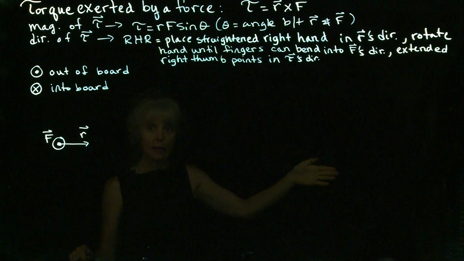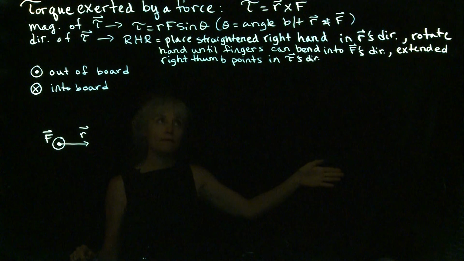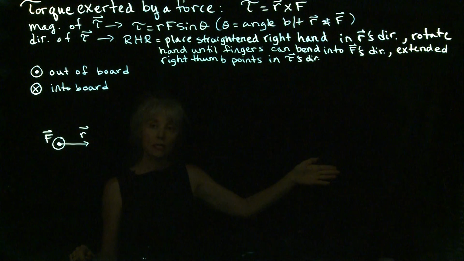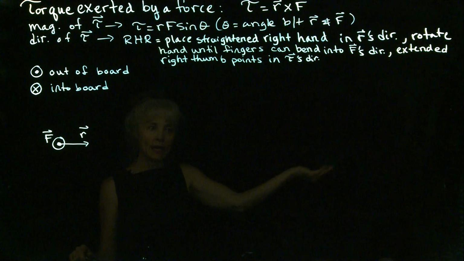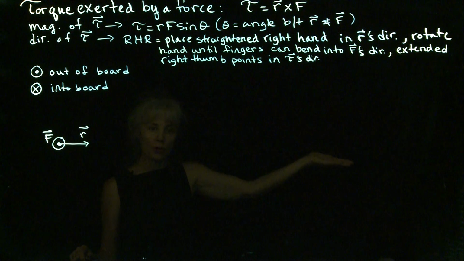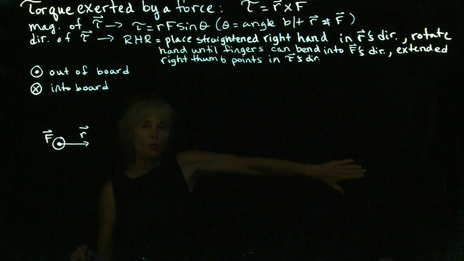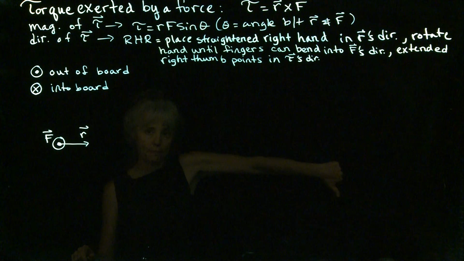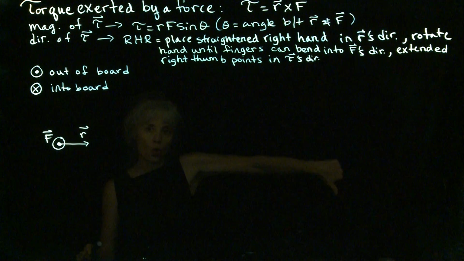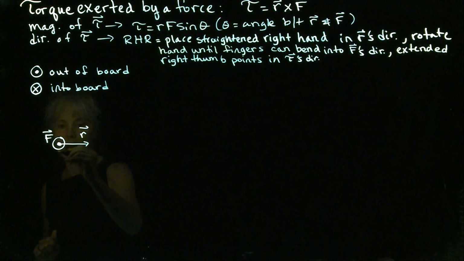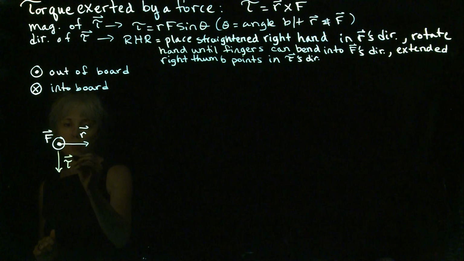Now I want to rotate my hand until my fingers can flip into the direction of the second vector, F. Notice that my fingers can't bend in F's direction with my palm facing the board. They also can't point in F's direction when my palm is facing down, or when my palm is facing upward. They can only point in F's direction when my palm is facing away from the board. Then when I extend my thumb, it will point in the direction of the torque. So in this case, the torque is down. So this is the direction for the torque.